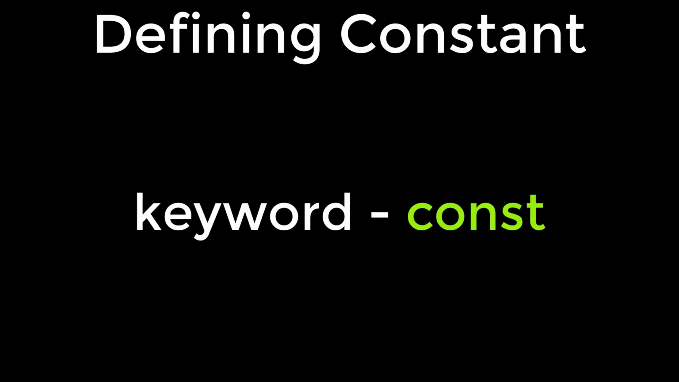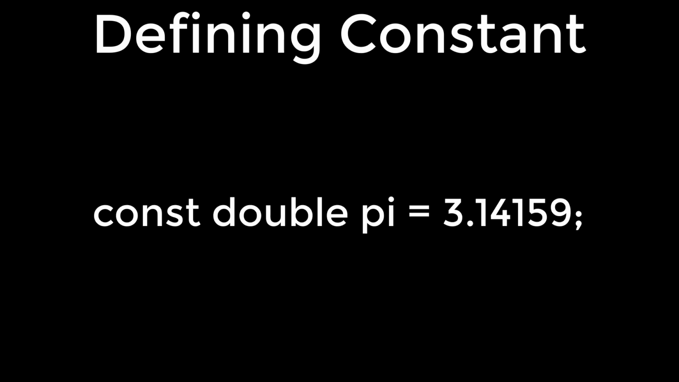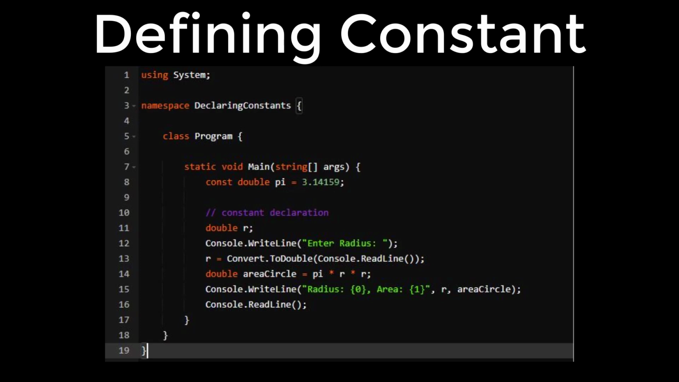That's how simple it is. Okay, let's talk about defining constants. What is a constant? Constants are defined using the const keyword. So for example, const, then the data type, then the constant name, and equals the value. That is the format. Take a look at this example. We have const double pi, the value is 3.14159, and this pi cannot be changed because it is constant.